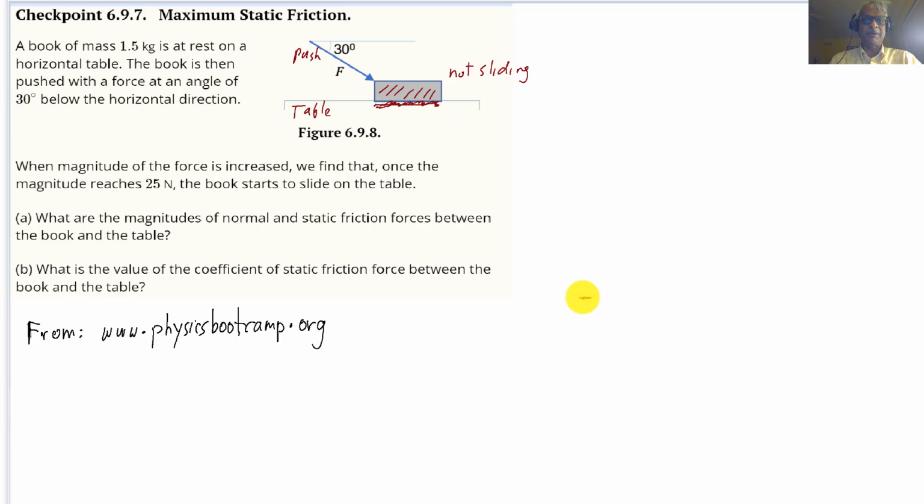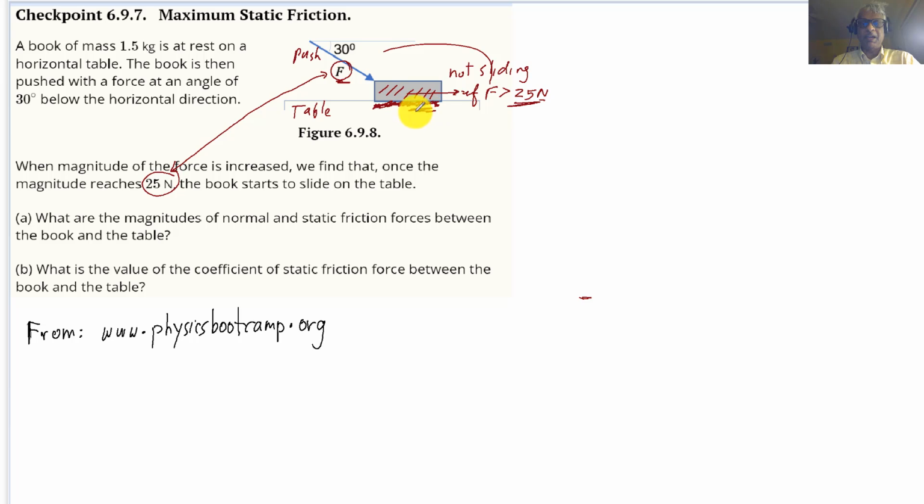And the question says that if this force gets bigger than this, then this will start to slide. If this F is greater than 25 Newton, it seems like whatever the friction is, its maximum is only able to match up to 25 Newton of this force. And that's what it's called.